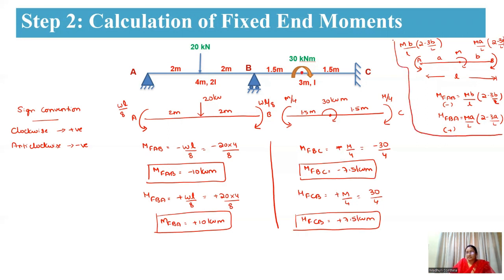So this you can use when you are having an eccentric moment. So here we are having a symmetric moment. Therefore it is M by 4 and M by 4. Okay.